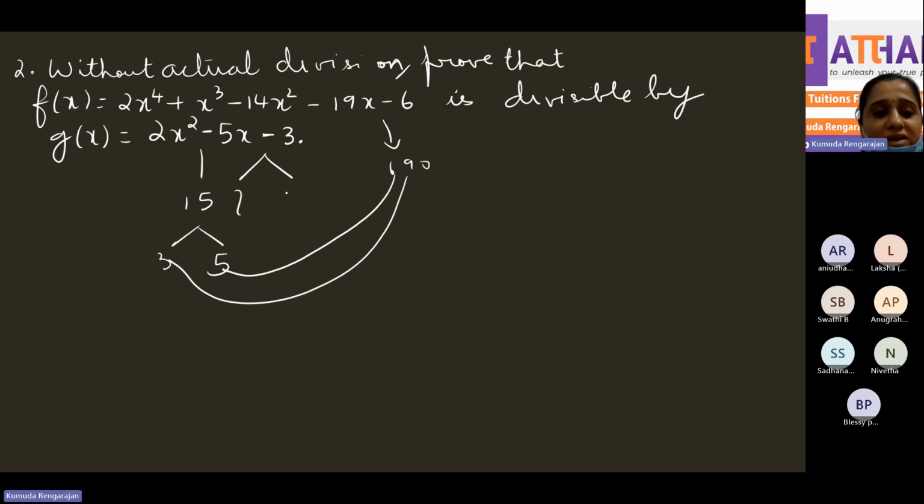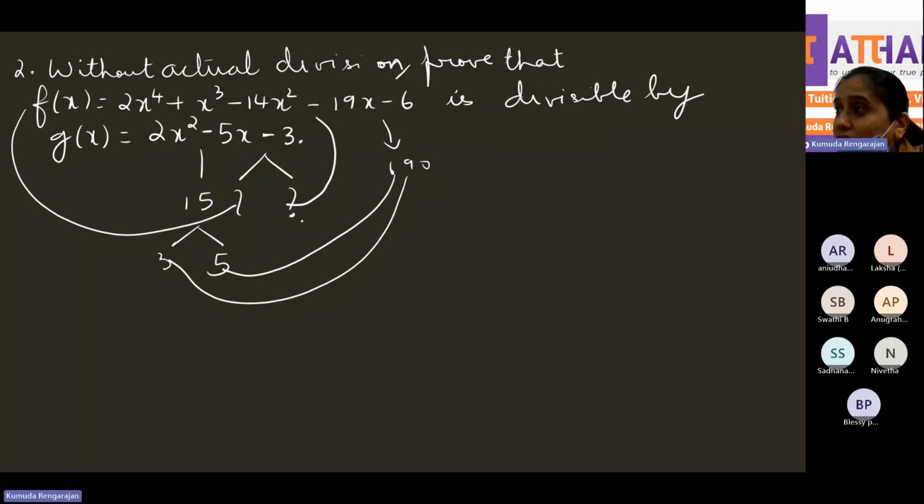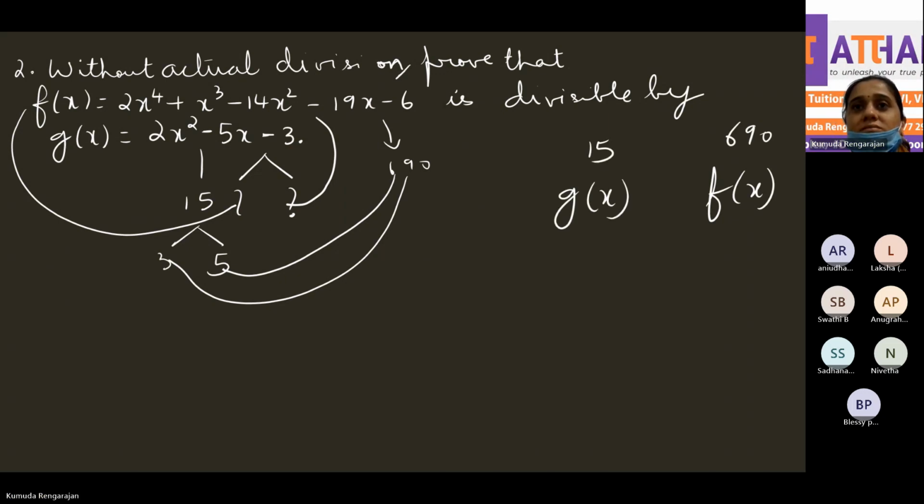In the same way, find the two factors and check if f of x is divisible by this factor. If f of x is divisible by both the factors, then f of x is divisible by g of x. F of x is like 690, g of x is like 15. Like how you split 15 as 3 into 5, and then you checked 690 is divisible by 3, 690 is divisible by 5. So 690 is divisible by 15.